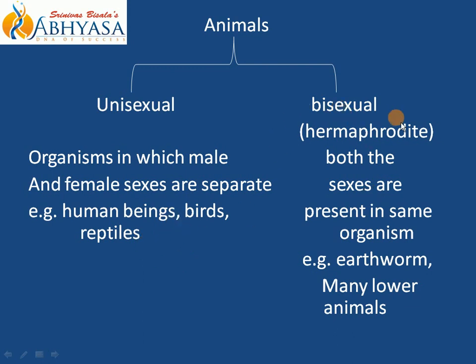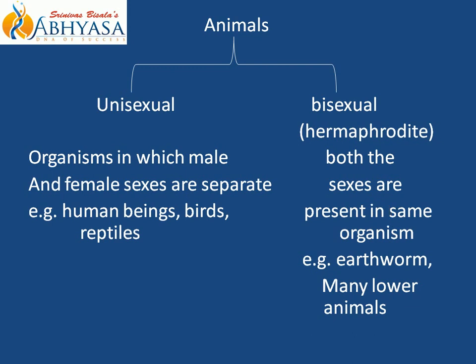Now we will move to our next term, that is bisexual. Bisexual organisms are also called hermaphrodite. अभी नाम से पता चल रहा है, it is the combination of bi and sexual. Bi means two. So two sexes, that is female sex plus male sex, or both the sexes are present in the same organism. In the same individual you will have both the sexes present.